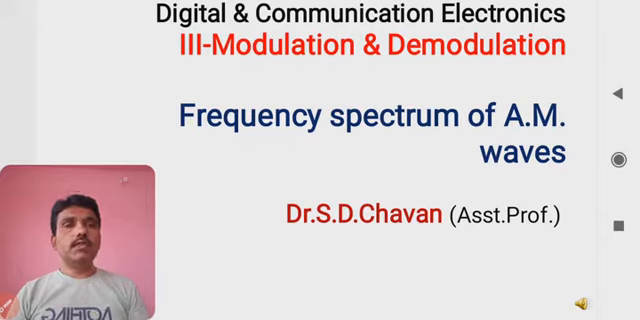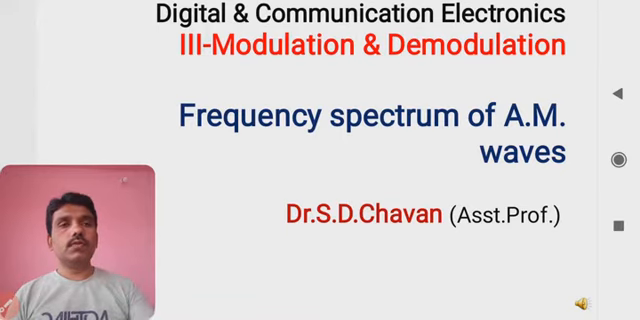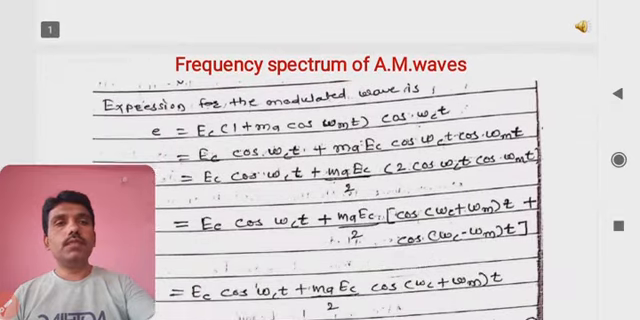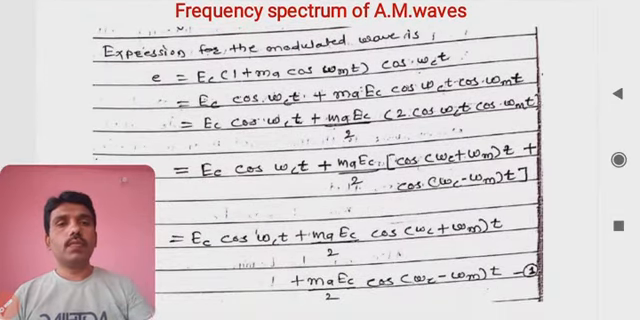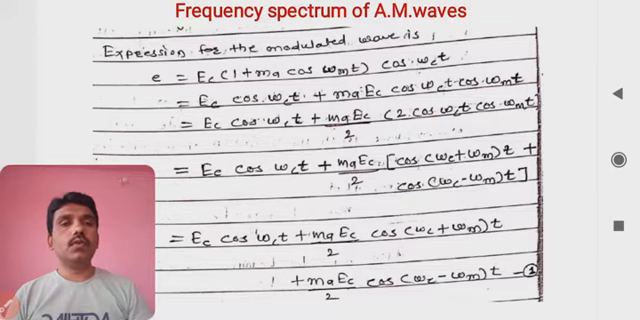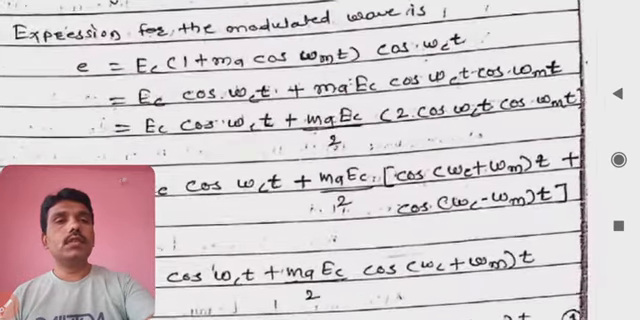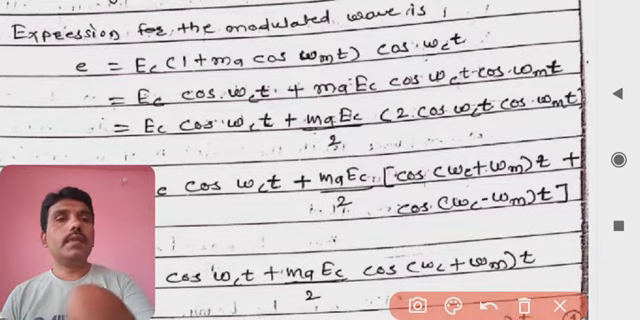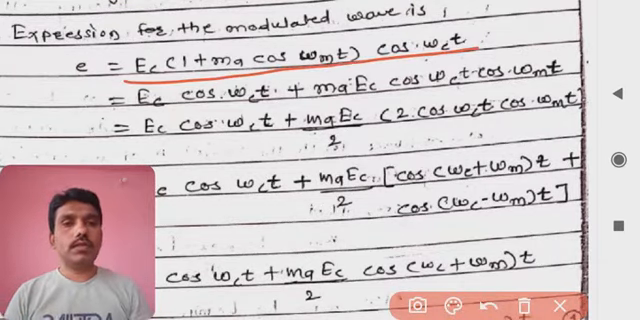Today we will see the frequency spectrum of AM waves, that is amplitude modulation waves. Actually we have seen the expression for the amplitude modulation waves. Related to that, we have seen the expression for the modulated wave, and that is given by e = Ec (1 + ma cos ωmt) cos ωct.